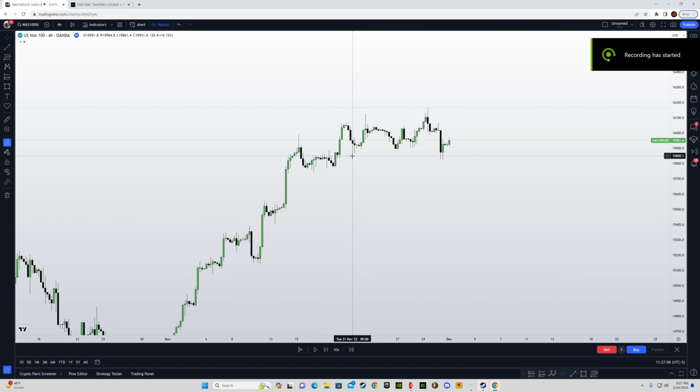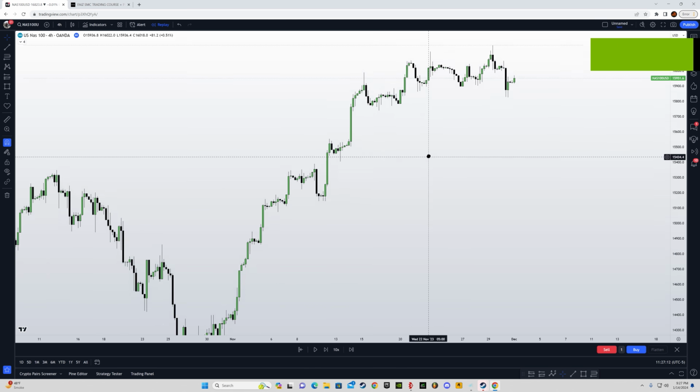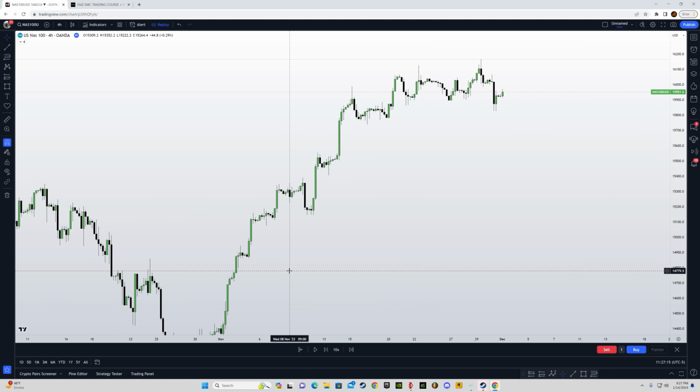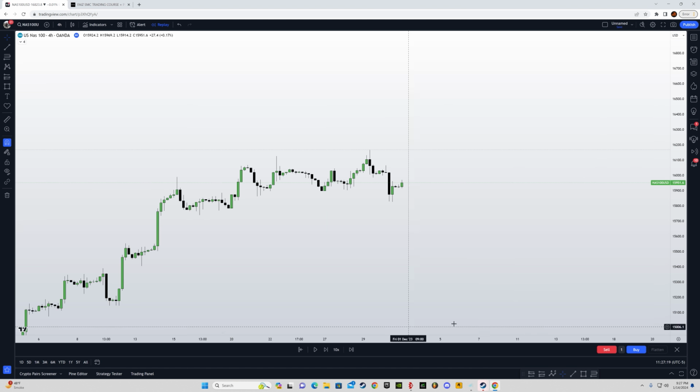All right, everybody. So here is the last example. I'm looking at NAS 100 on the 4-hour time frame. And as soon as I open the chart, within 5 seconds, I was able to identify the market direction. We are going up. Thank you very much.